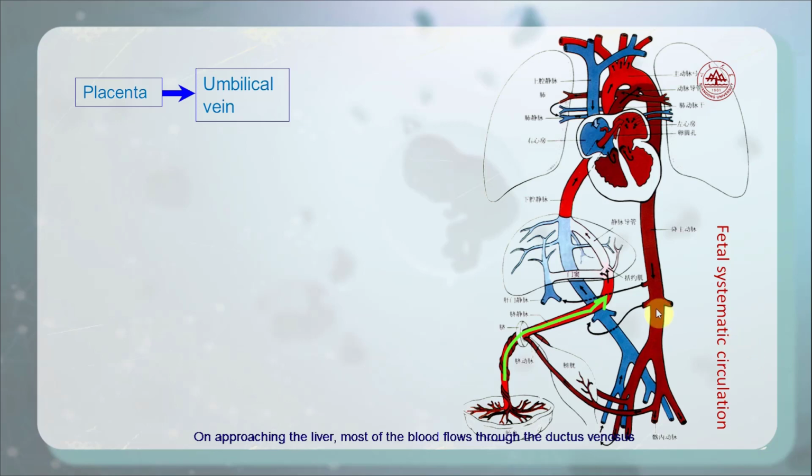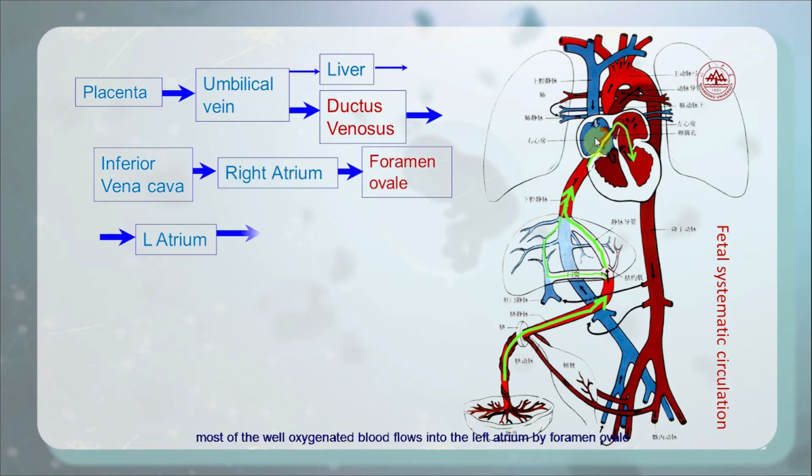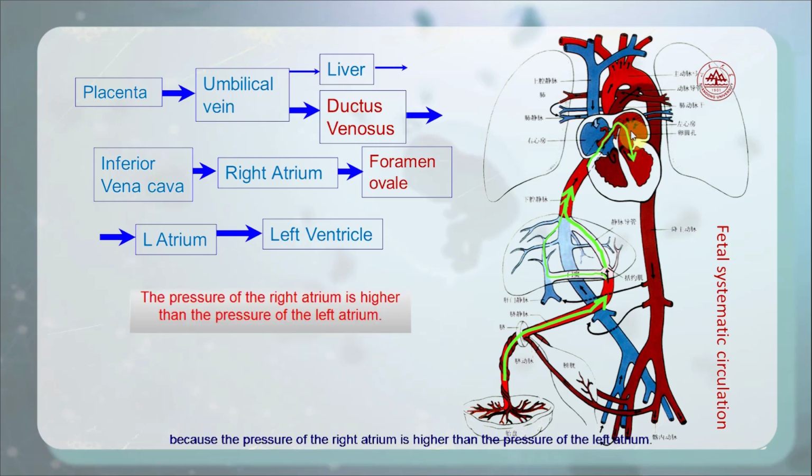On approaching the liver, most of the blood flows through the ductus venosus directly into the inferior vena cava, bypassing the liver. Only a small amount of blood enters the liver, ensuring the development of the fetal liver. On approaching the right atrium, most of the well-oxygenated blood flows into the left atrium by foramen ovale, because the pressure of the right atrium is higher than the pressure of the left atrium.